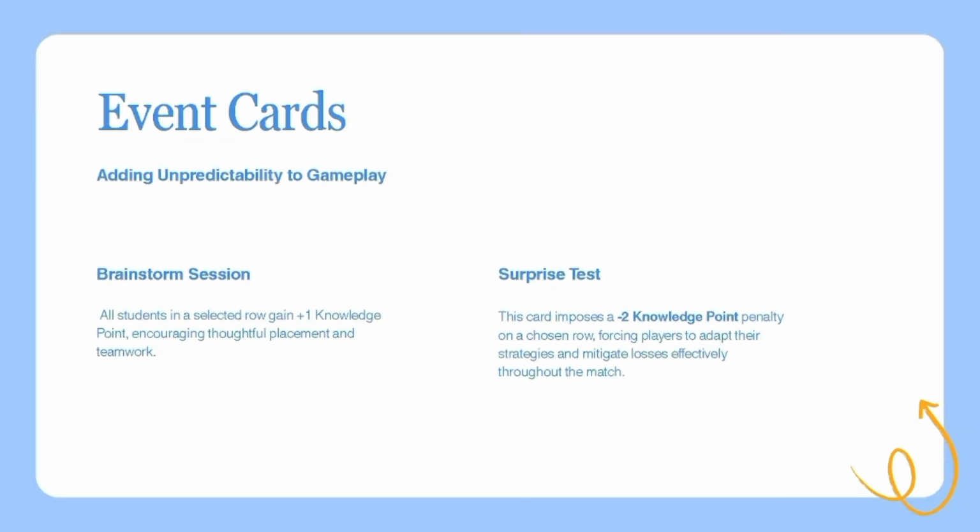The event cards. Event cards introduce unpredictability into the game. Examples include the brainstorm session, which grants additional knowledge points to a row, and the surprise test, which imposes a penalty on a selected row. These cards require players to adapt their strategies, creating a dynamic and engaging game experience.